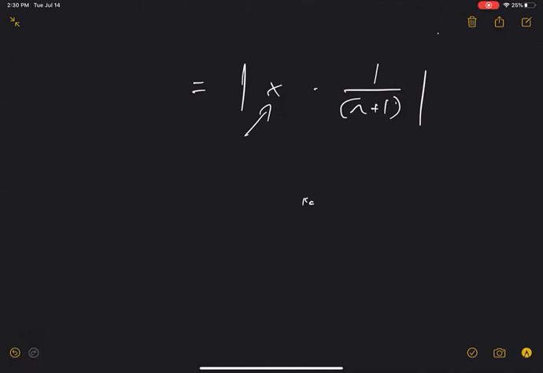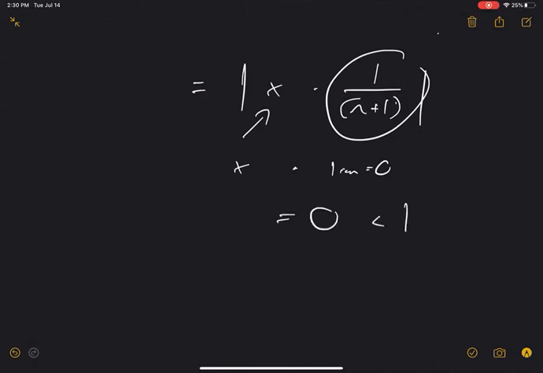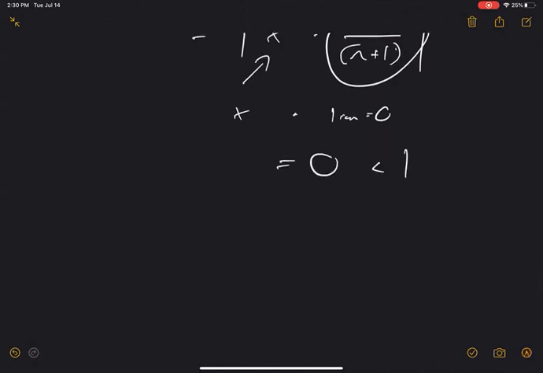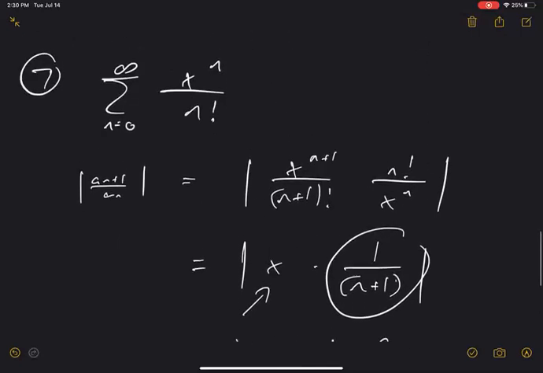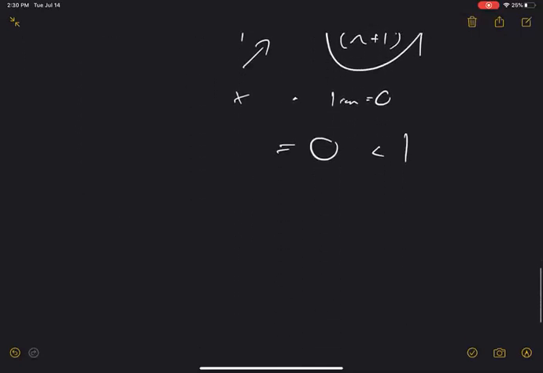Another way to think about this is to look at these pieces individually. The limit of the n stuff, okay, that limit is equal to 0. And so no matter what this x is, x times that limit is going to equal 0, which is less than 1. So my ratio test is always going to tell me that my series is absolutely convergent no matter what x.